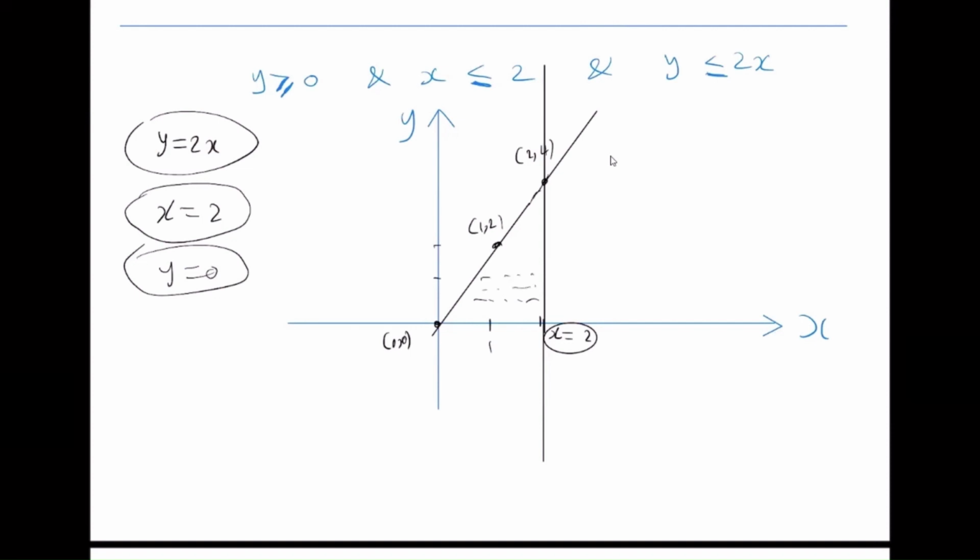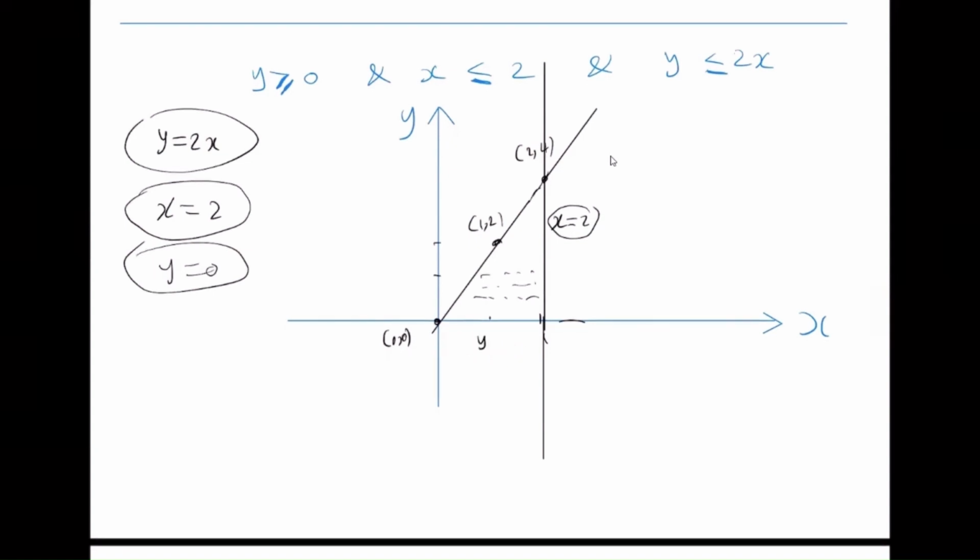What else? Where is y equals 0? y equals 0 is the x-axis. What I said, y equals 0 is the x-axis, right? So this is x equals 2, the vertical line. And y equals 0, this is the x-axis, because all of the points on the x-axis have y coordinate 0. Got it?